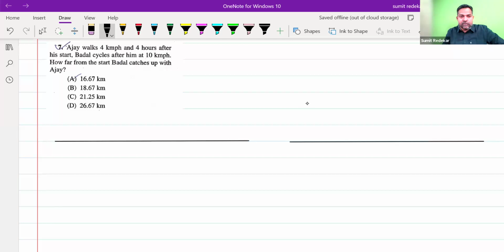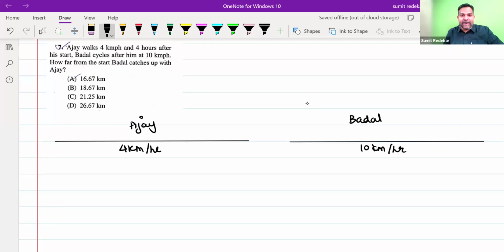What I want from you is how far from the start does Badal catch up with Ajay? Or in loose terms, what is the distance where Ajay and Badal will be together? Or mathematically, when will the distance be equal to each other? So if this is Ajay, he is walking at 4 kilometers per hour. What about the distance? Well, I don't know what the distance is. If this is Badal, he is cycling at 10 kilometers per hour. What is the distance? Well, we don't know.